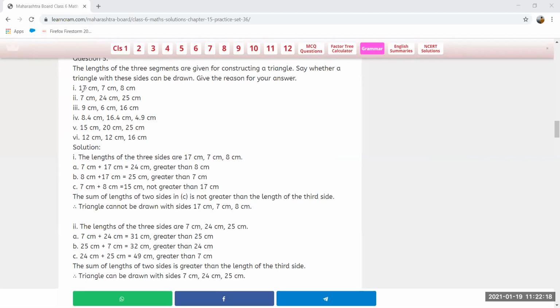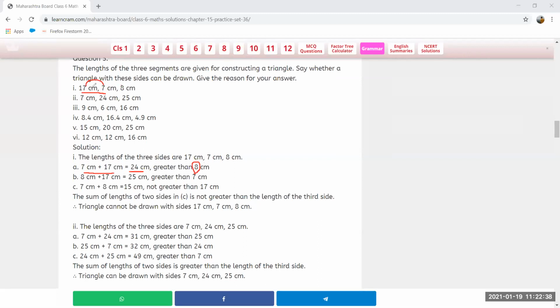Now here the first side is 17 and the second side is 7. Now 7 plus 17 is equal to how much? 24. And the third side is what? 8 centimeter. First we take these two cases, 17 and 7, and the third is 8.